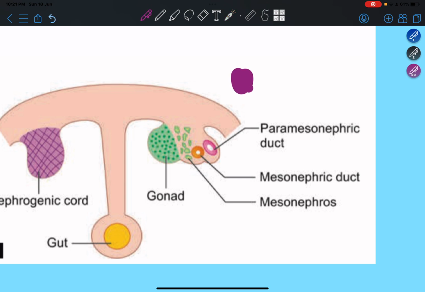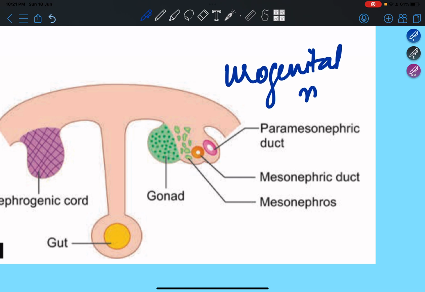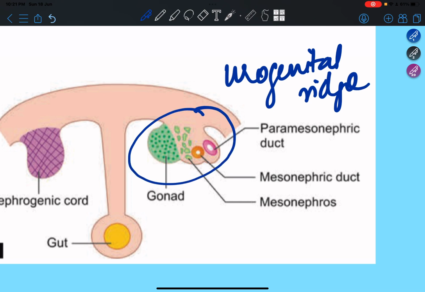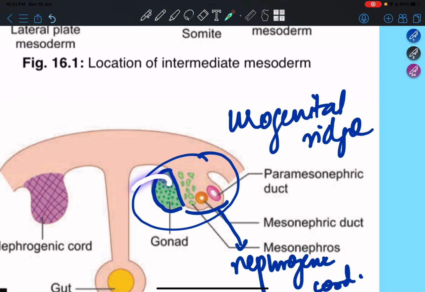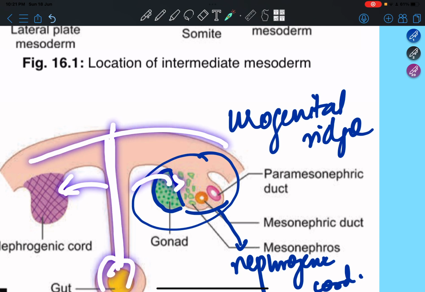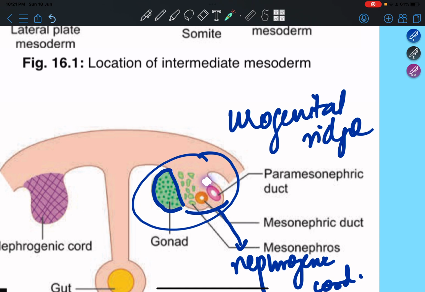I'll write it down: urogenital ridge. This is the urogenital ridge. It has two parts. Medially it will form your gonads, and laterally it is called the nephrogenic cord. That means it will help in the development of the kidneys. This nephrogenic cord, or you could say urogenital ridge, develops on either side of the gut. The gut is attached to the posterior wall by a mesentery. On either side of that we have the nephrogenic cord, so two in number, because we have two kidneys, obviously.